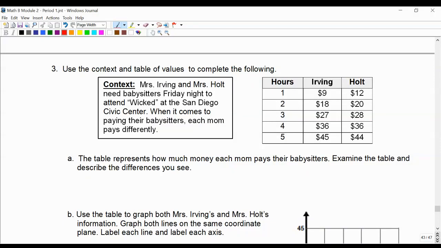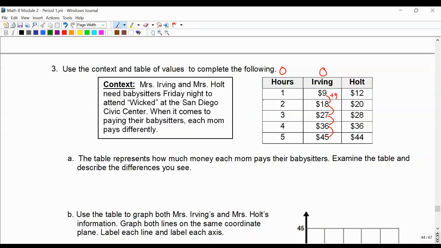All right, so we have Irving and Holt in the table, and I'm actually going to go back in time and figure out, well, how much do I think 0 hours costs? So for Holt, I noticed that every time my hoops or my rate of change or my rise is +9. So that means that Irving doesn't charge anything as a flat fee. The Irving example is proportional. All right, let's figure out for Holt.